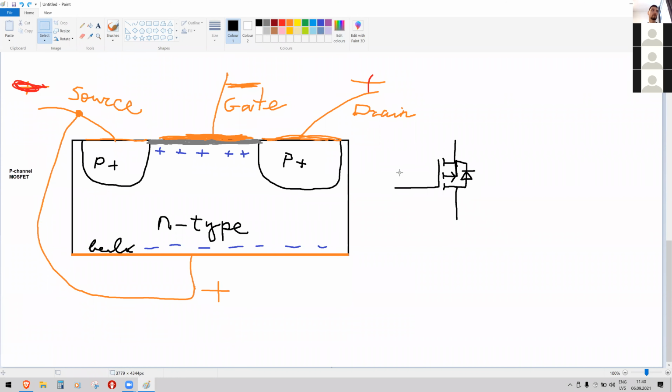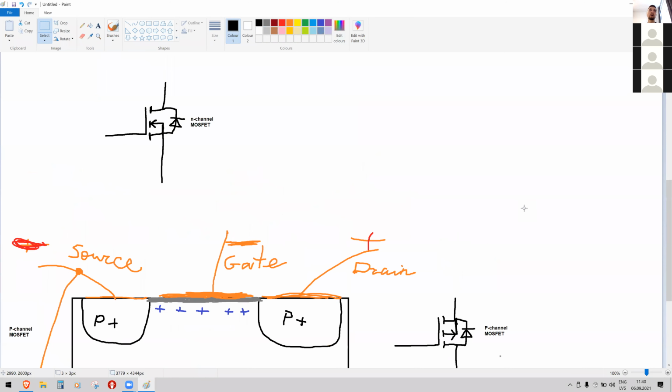So this is the schematic symbol of, whoops. Okay, I need to press Control to copy. So this is the P-channel MOSFET, right?